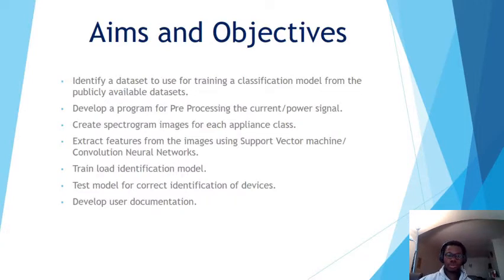The aims and objectives of the project are to identify a data set used for training and classification of the model from the publicly available data sets, develop a pre-processing for the current and power signal, and then create spectrogram images for the appliance classes, and then extract features from images using a convolutional neural network, which is the ResNet 50 model, and then classify them using a support vector machine, and then train the load identification module, in this case the support vector machine, and then test the module for correct identification of devices, and then develop user documentation.